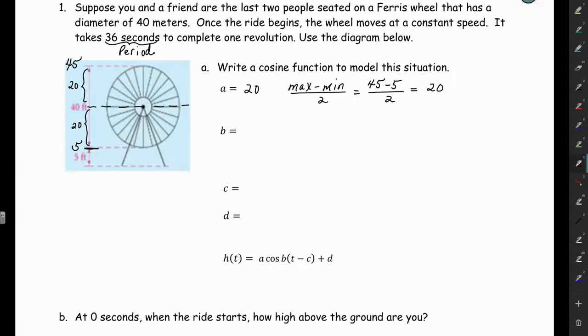The value of b can be determined by using the information we have on period. So the period of a cosine curve is 2 pi over b. And we know that our period is 36 seconds. So I'm going to make 36 a fraction, and now I'm going to cross multiply. So I have 1 times 2 pi equals 36 times b.